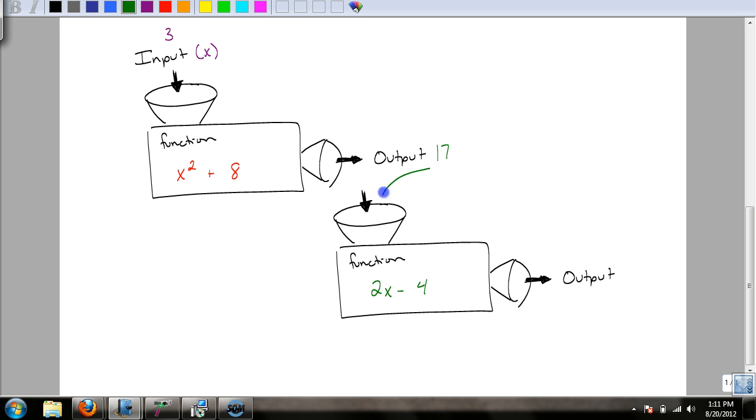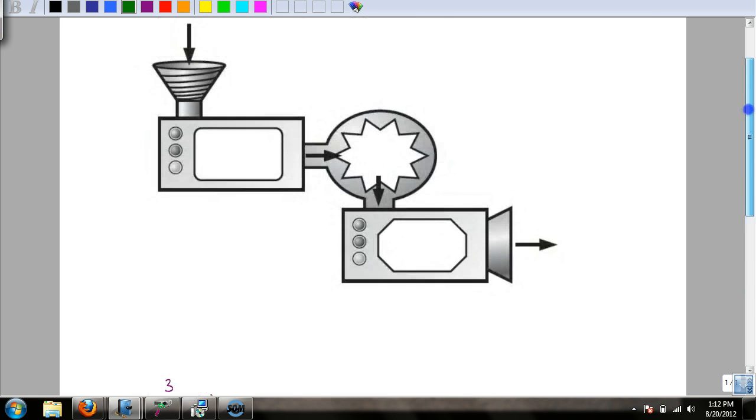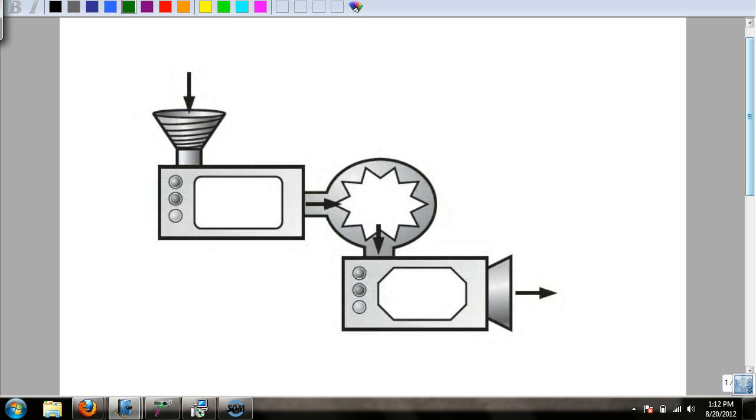And now we're going to take that 17 and put it in this other function, meaning we're going to double it, multiply it by 2, and then subtract 4. Well, 2 times 17 is 34. If I subtract 4, that gives me 30. So when I put 3 in this first function, it came out and went into the second function and finally came out as 30. Essentially, what a composition of functions does is it does this exact same thing. So let's look at another example.